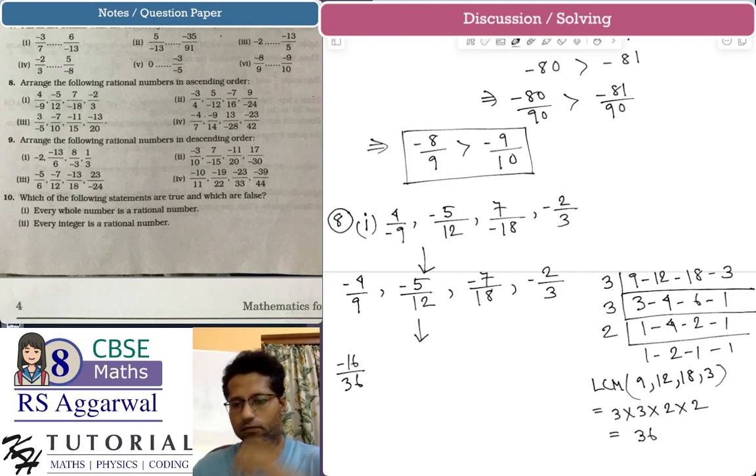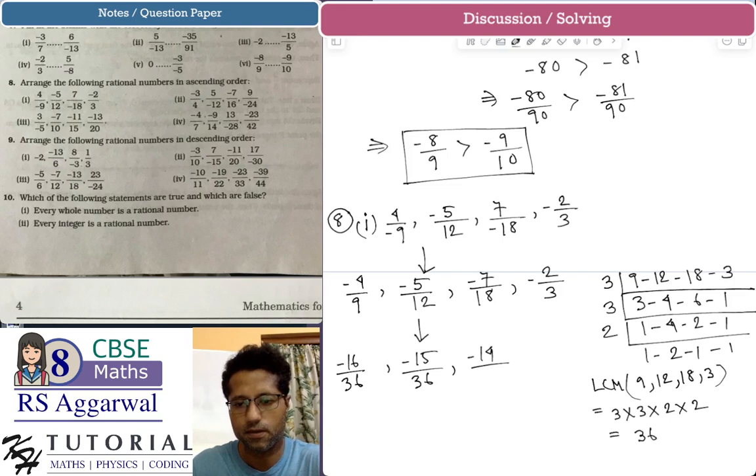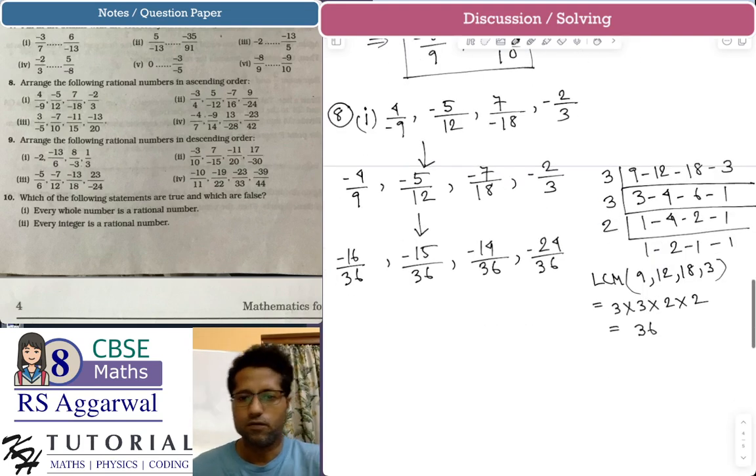Minus 5 by 12, we have to multiply both the numerator and the denominator with 3. So it becomes minus 15 by 36. Minus 7 by 18, we have to multiply both the numerator and the denominator with 2. So it becomes minus 14 by 36. And minus 2 by 3, we have to multiply both the numerator and the denominator with 12. So it becomes minus 24 by 36. Now all the 4 rational numbers have the same denominator 36.